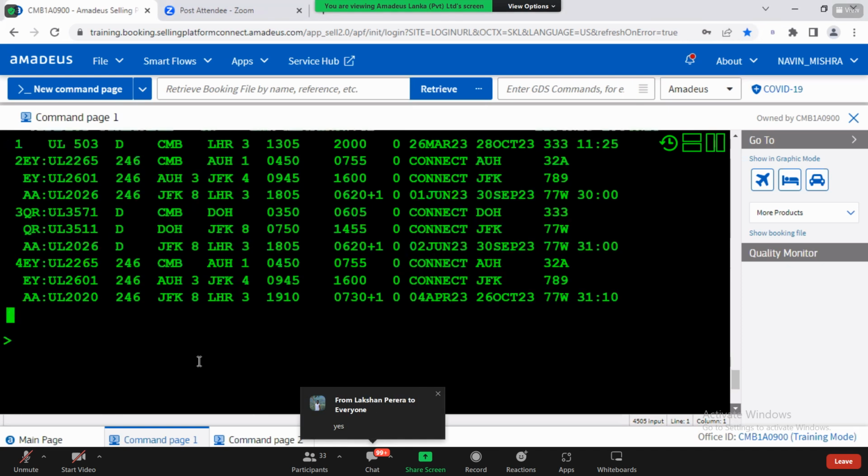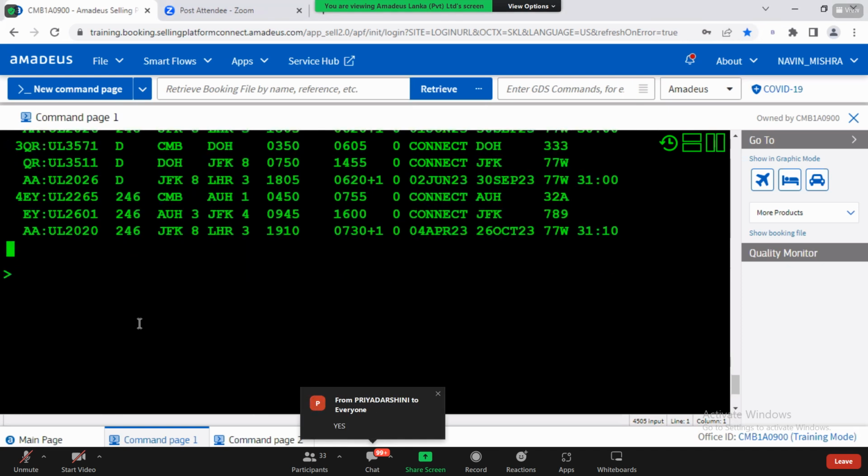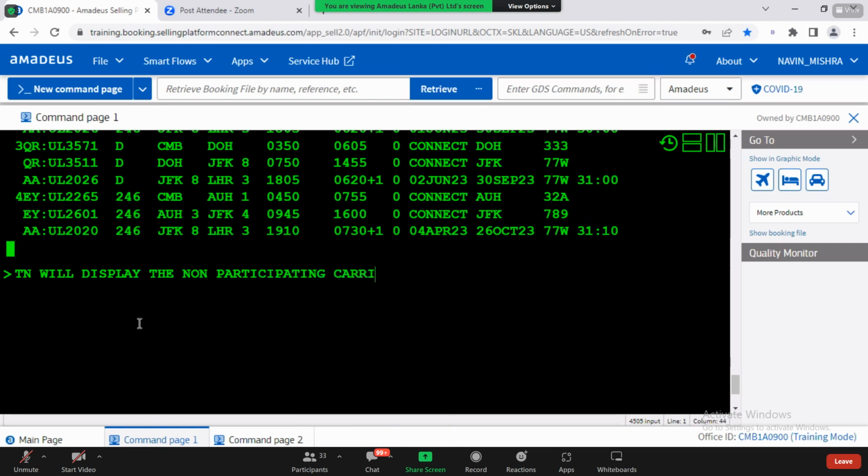And the TN command will display the non-participating carriers as well. So when you do the TN command, it will also display those airlines which cannot be booked on Amadeus. That can also be seen here. So please make a note of that. The TN command will display the non-participating carriers as well.